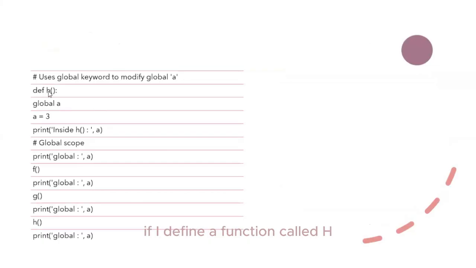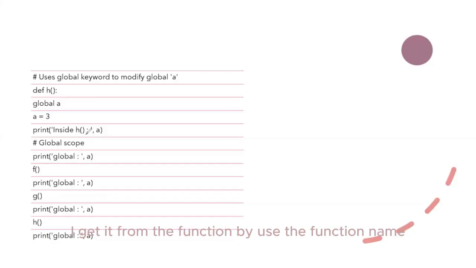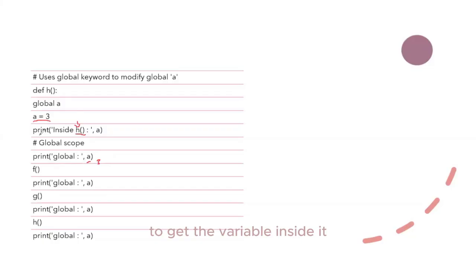If I define a function called h, and inside h define a global variable called a and assign 3 to this variable, then print h, it will print a. If I print global a, it will be 3. A here, I get from the function by using the function name, but a here I get because A is a global inside the function. It will be 3 without using the function itself to get the variable inside it.